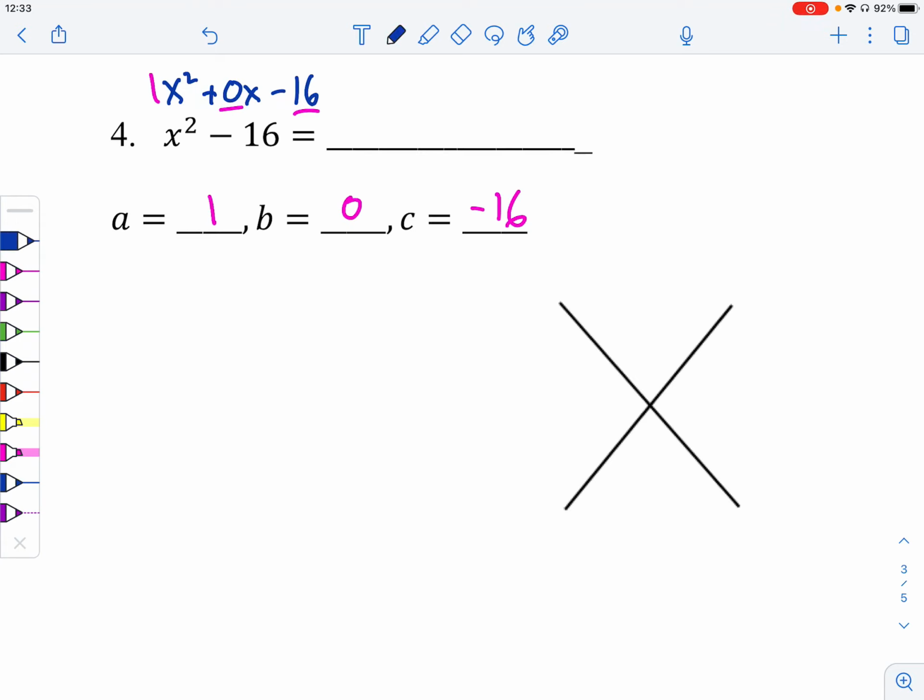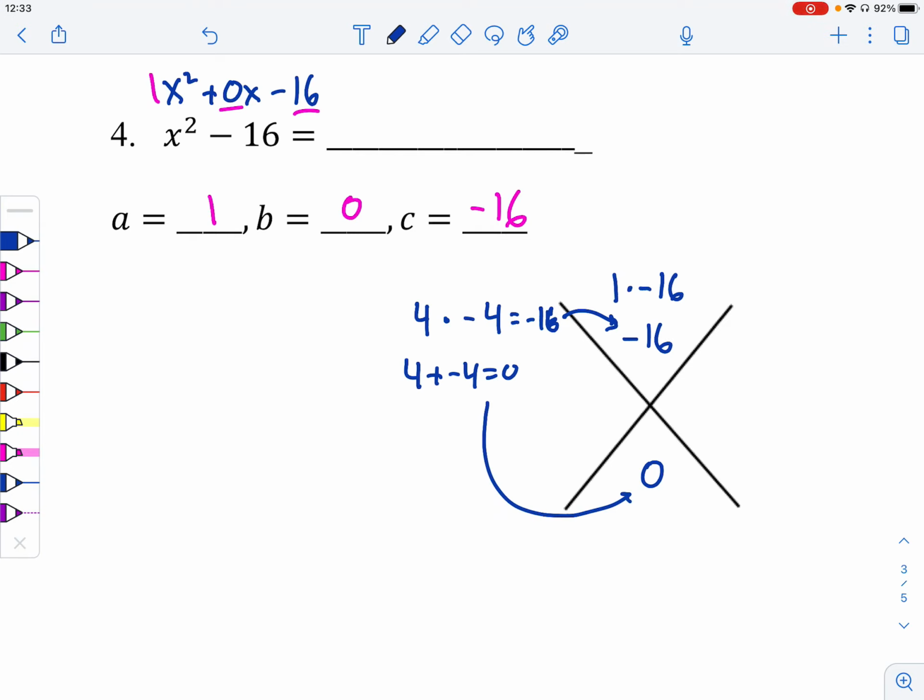And again, top of the x is a times c, so 1 times negative 16 is negative 16. Our middle number b goes in the bottom, 0. Factors of negative 16, so we can do 4 times negative 4. Does that add to 0? Yeah, it does. That one works already. So that one's negative 16, that gives us that. 4 plus negative 4 equals 0, and that gives us our other number. So our two factors are 4 and negative 4.